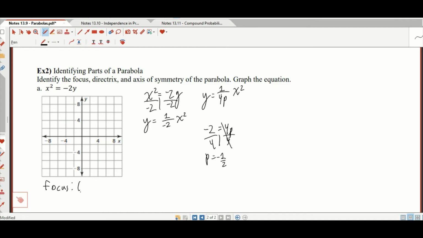Which means the focus is at the point, let's see here, it's x squared, so it's a vertical axis. So the focus is at 0, negative 1/2. I'm going to go ahead and graph that. Oh no, that's okay. Wait, no, that's 1. See how they're counting funny here? Why on earth would they do this to me? So awful.